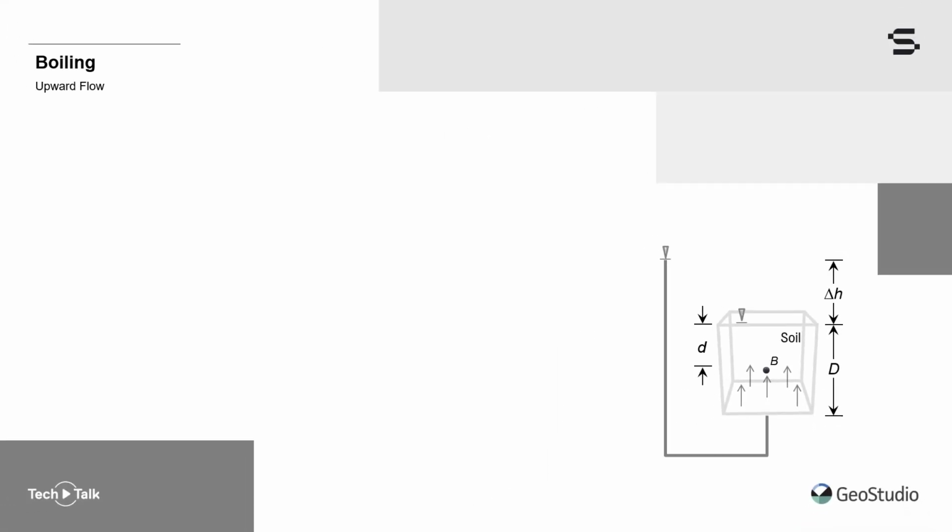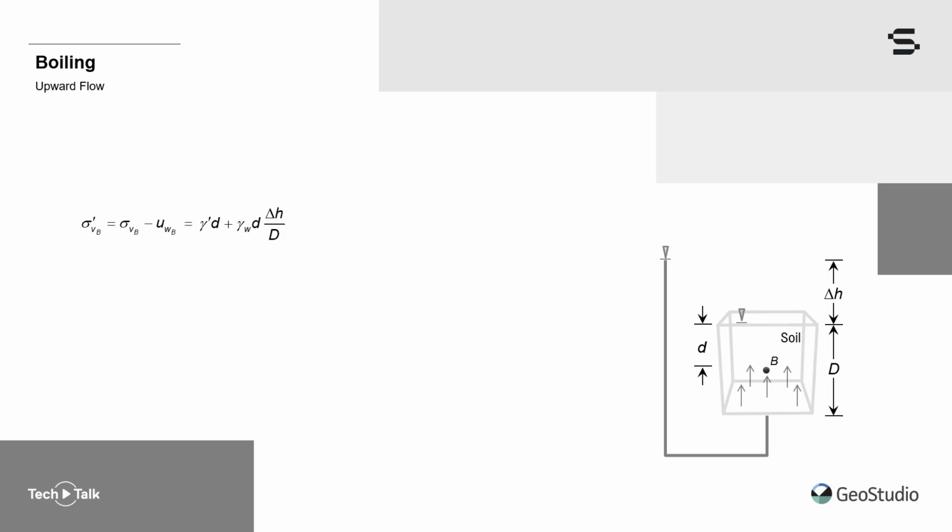As most of you know, the effective stress at point B is equal to the total stress at point B minus the pore water pressure at point B. In this case, the total stress is equal to the product of the unit weight of the soil and the depth of the point of interest, while the pore water pressure is equal to the hydrostatic pressure plus the pressure associated with the groundwater flow, and more specifically, the fraction of head loss between the top of the sample and point B.